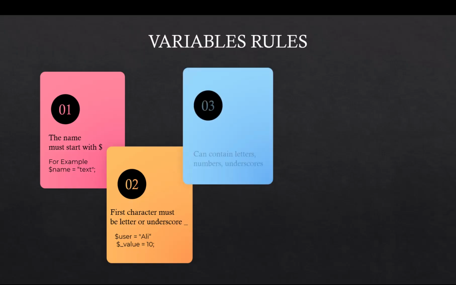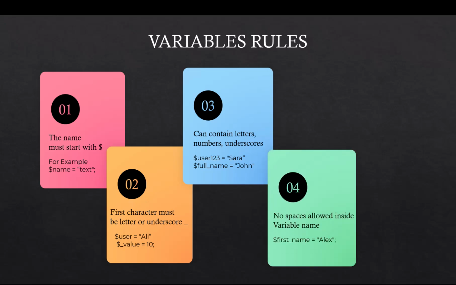The third rule is that within the name you can also add numbers, but you cannot start it with a number. In the middle of the name or at the end of the name, you can add numbers or underscores as well. And also, there should be no space in variable names. If you give a space, you will get an error. So the name of the variable should be a single word without any spaces.